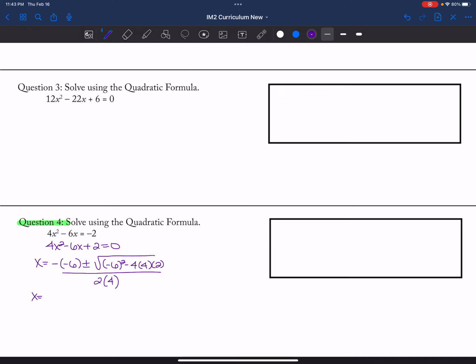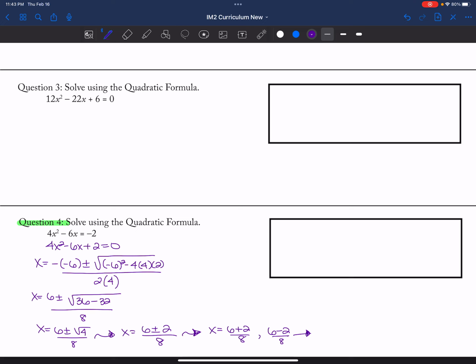Okay, so x is equal to 6 plus or minus the square root of 36 minus 32 all over 8. So x is equal to 6 plus or minus the square root of 4 all over 8. So now this actually works to x is equal to 6 plus or minus 2 all over 8. So to actually do this, I'm going to want you guys to simplify. So this is going to be x is equal to 6 plus 2 over 8, and x is equal to 6 minus 2 over 8, which makes 8 over 8, which is 1.